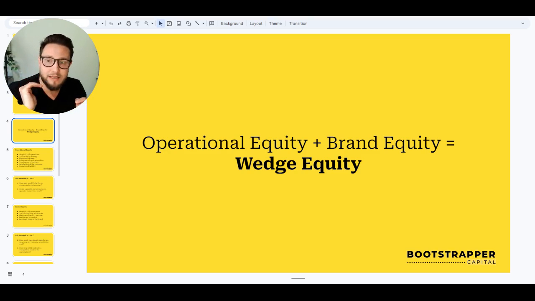We break it down into operational equity and brand equity. So we have this simple formula that we use, and a simple process that we follow to build wedge equity. It comes around focusing on operational equity. How do we improve operational equity, which I'll get into in a second? And then also brand equity. The two of them combined equal the wedge. So a very simple formula, but complicated in terms of execution.